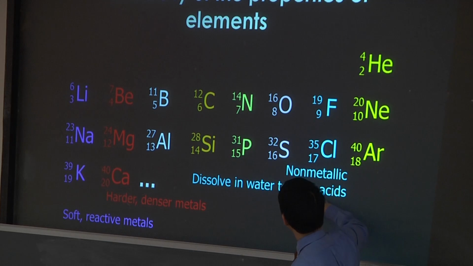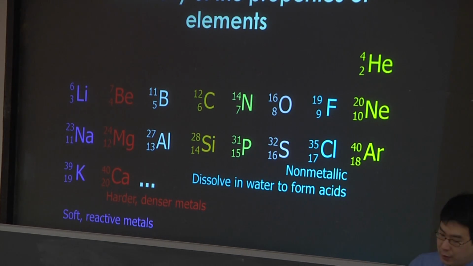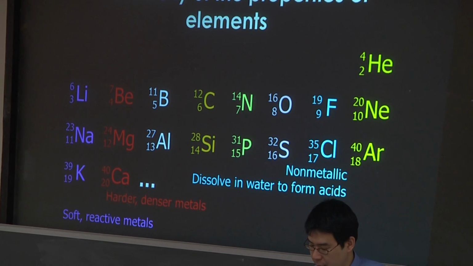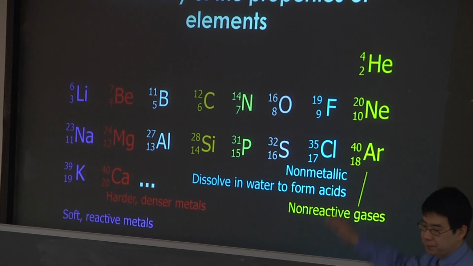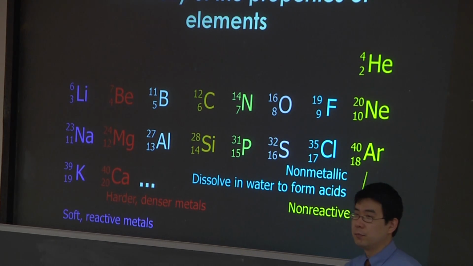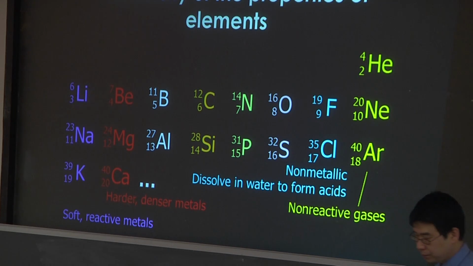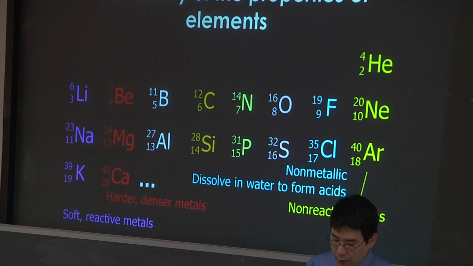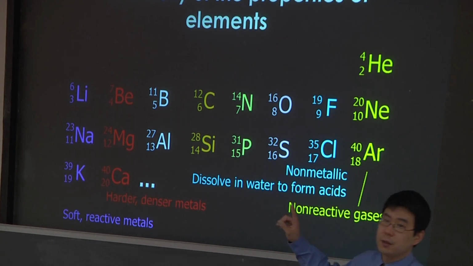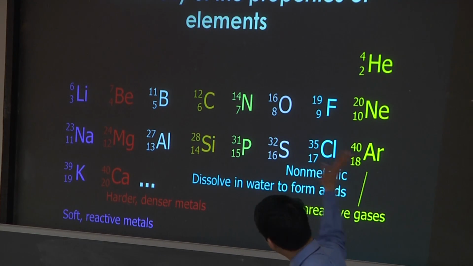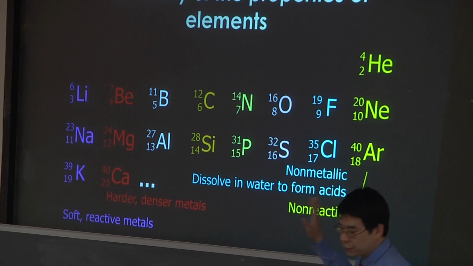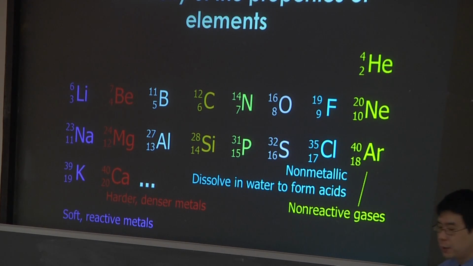They dissolve in water to form acids. We haven't talked about metals and nonmetals yet. And these are all gases, helium, neon, argon. And at least in 1869, they didn't react with anything. And so this was called periodicity. A period is basically something that repeats and repeats and repeats. And so the properties would repeat, and they noticed that the elements had these periodic properties.